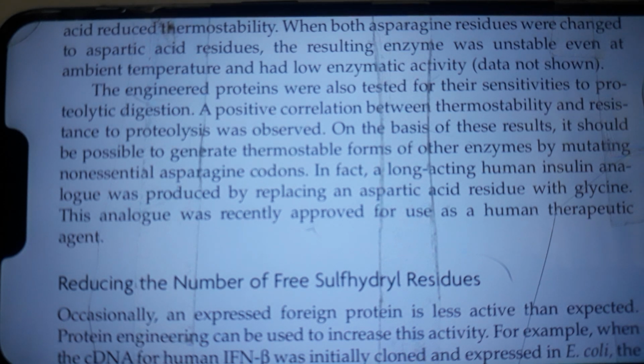The engineered proteins were also tested for their sensitivity to proteolytic digestion. A positive correlation between thermostability and resistance to proteolysis was observed. On the basis of these results, it should be possible to generate thermostable forms of other enzymes by mutating non-essential asparagine codons. In fact, a long-acting human insulin analog was produced by replacing an aspartic acid residue with glycine. This analog was recently approved for use as a human therapeutic agent.